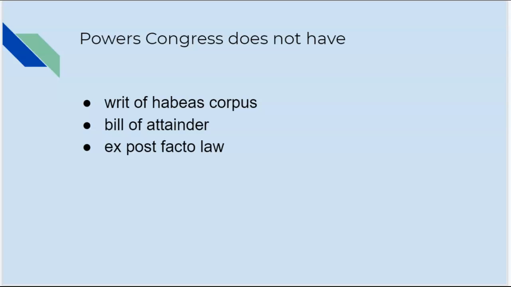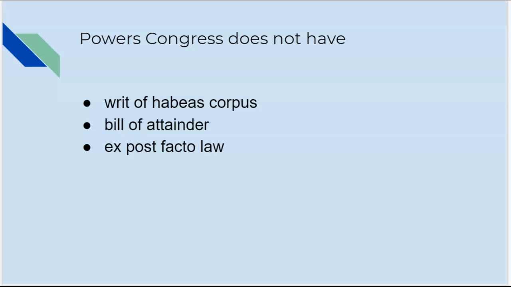The next thing Congress cannot do is called a bill of attainder. So Congress cannot pass laws that punish a person without a jury trial. That's what this means. A person always has the right to a jury. That is something that Congress cannot take away.